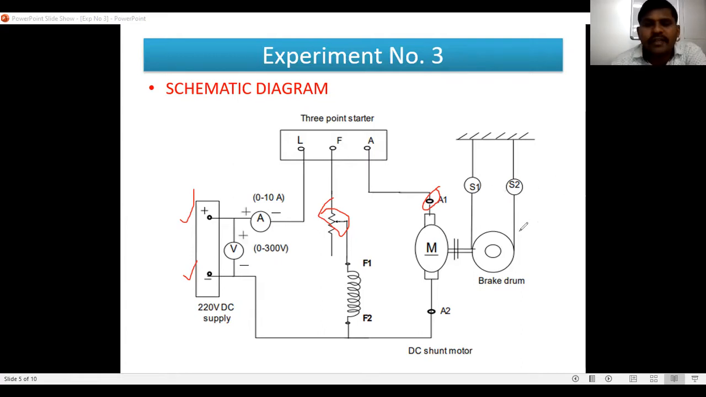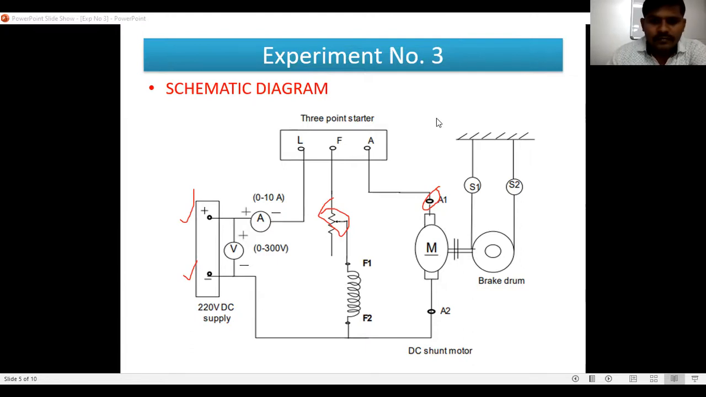The formula for torque is equal to S1 minus S2, that means the S1 value minus the S2 value, into the radius of that drum, into 9.81. It depends on the radius of the drum. So it is converted into Newton. This is the schematic diagram for performing this type of experiment.